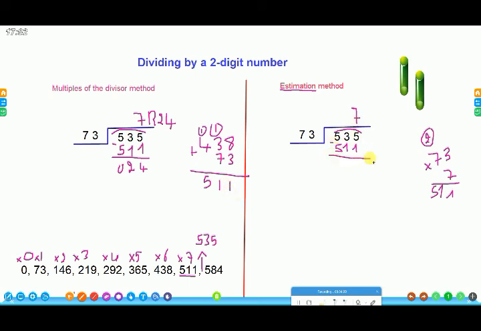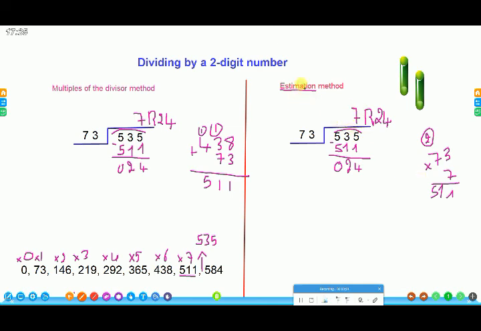So now let's subtract and find the remainder. 5 minus 1 is 4, 3 minus 1 is 2, and 5 minus 5 is 0. It's the same answer, but here we used a different method. And here my remainder 24 is less than the divisor, so my answer is correct. It's 7 remainder 24. Since we don't have any more digits to slide, my division has ended, and the quotient is a 1-digit number.